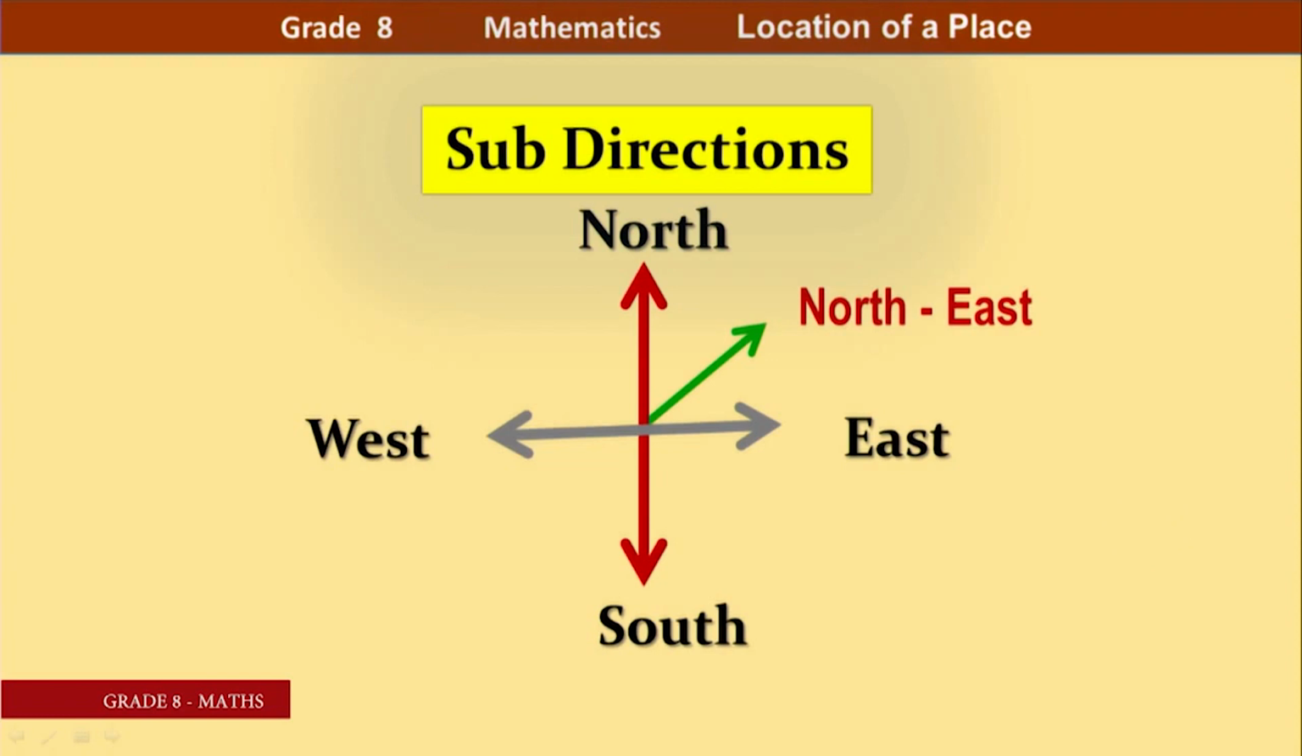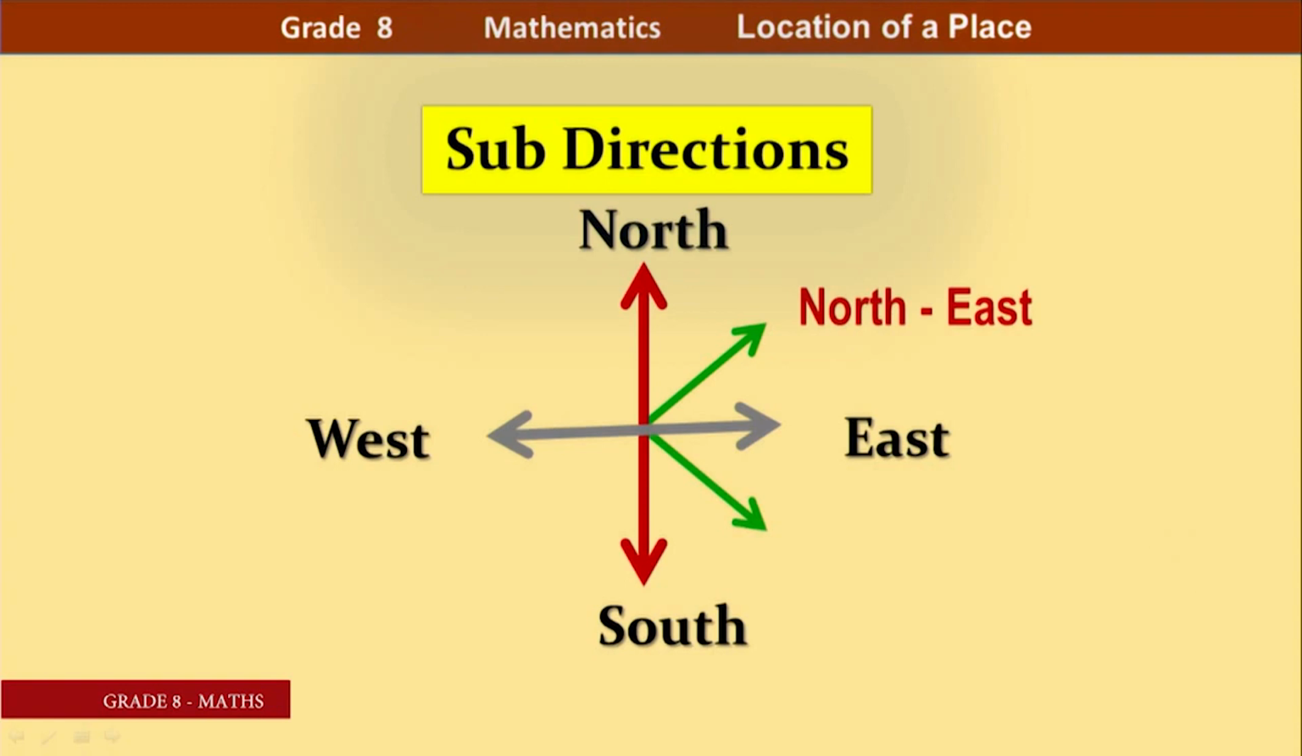Okay, this is the first subdirection. It is in between north and east. So, the priority is given to north. So, we write the first subdirection as northeast.